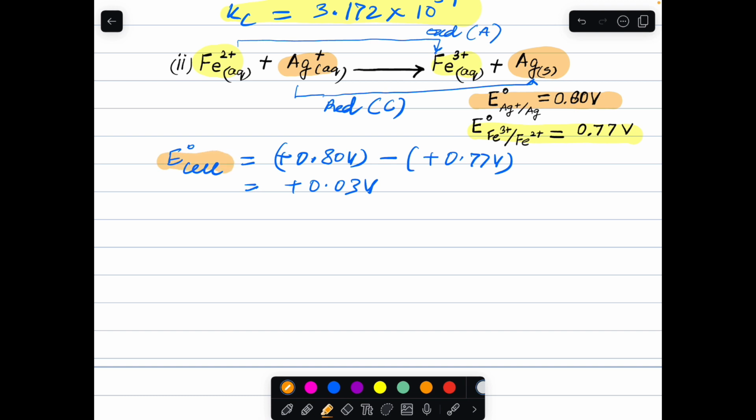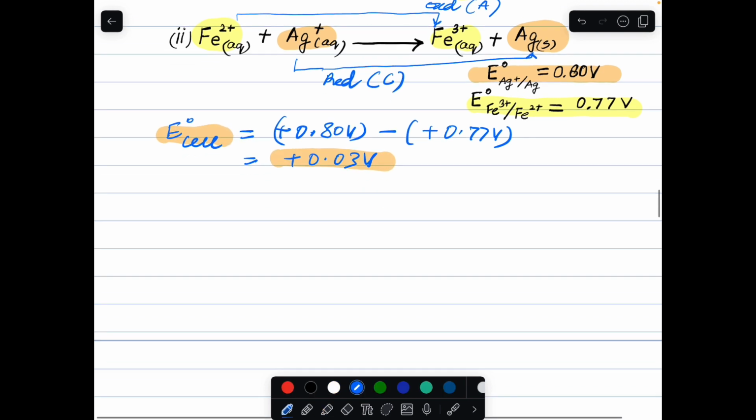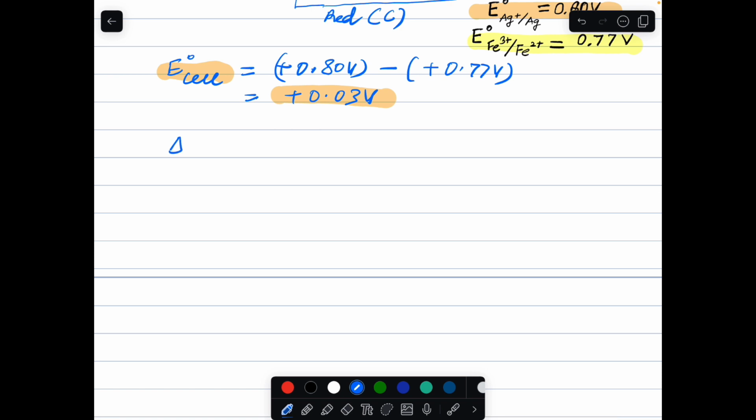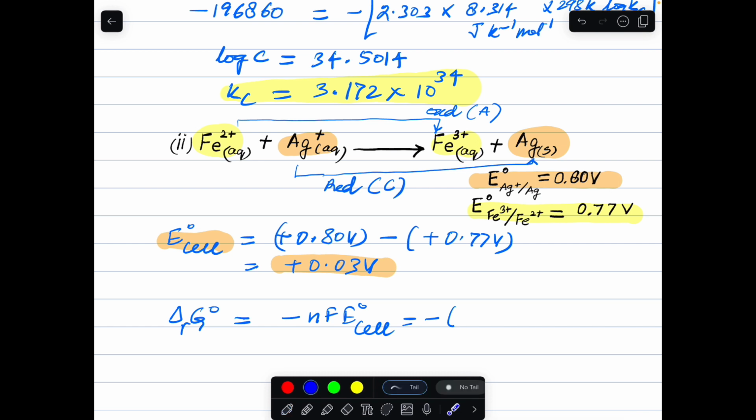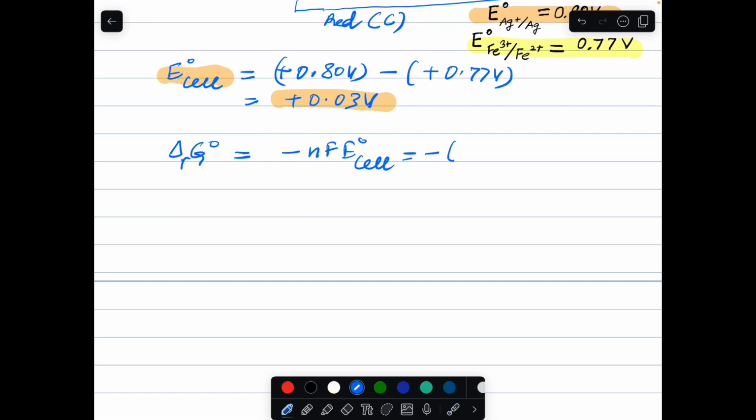We will utilize this value in the next calculation, that is your delta G naught, the Gibbs free energy for the given reaction, that we write as minus n F E naught cell, and we will put down the values. So number of electrons in this reaction, have a look here, from +2 to +3 state, number of electrons involved is 1, and from +1 to 0 oxidation state, again number of electrons involved is 1. So here the value of n is 1, because 1 electron is involved.